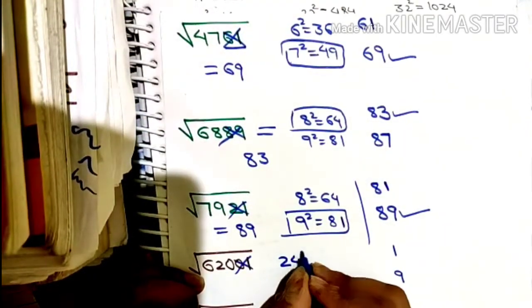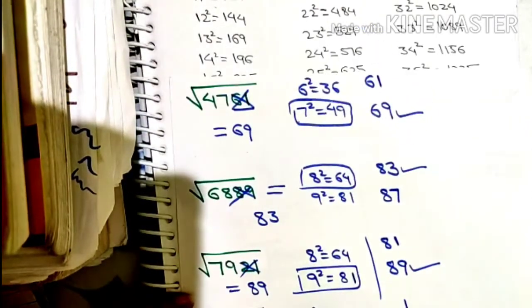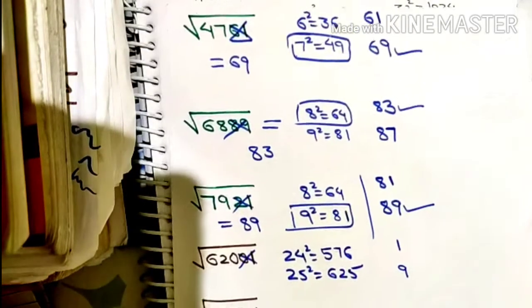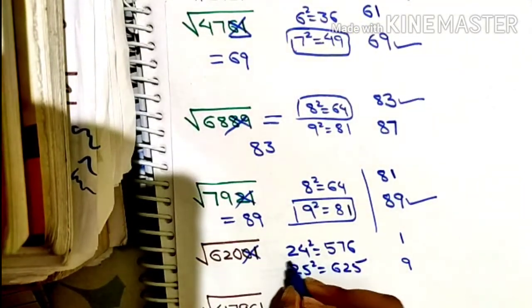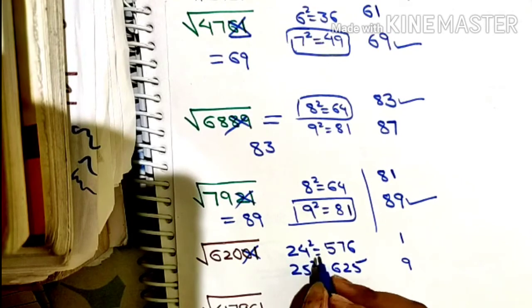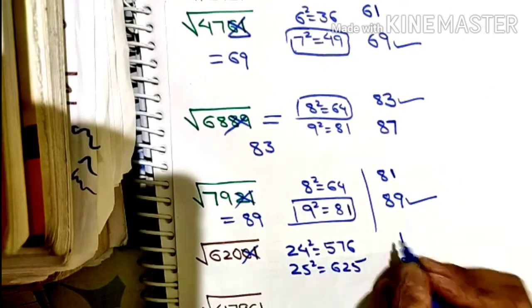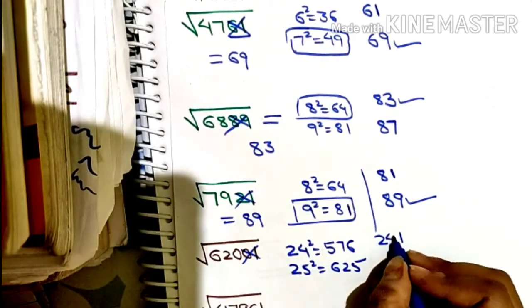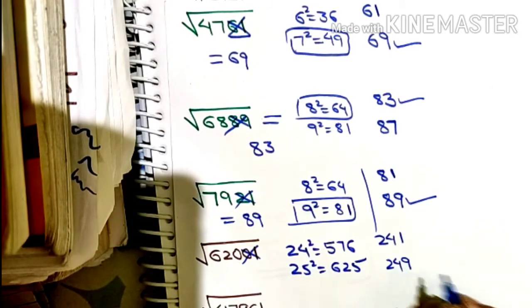So we have to write 24 square 576 and 25 square 625. Okay. Now what we have to do, we have to choose the smaller number, that is 24. So the square root of this number is either 241 or 249.